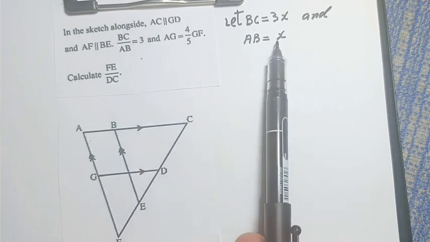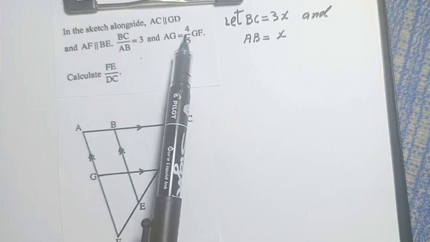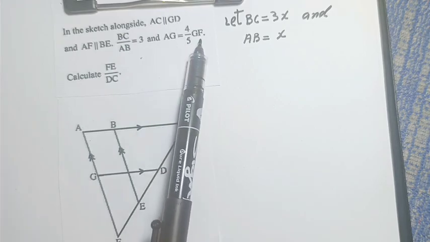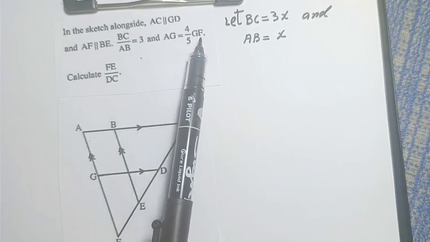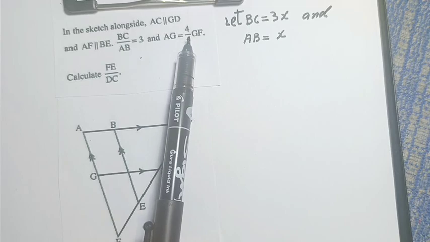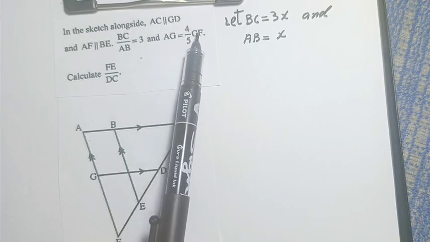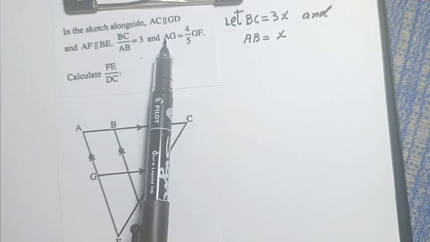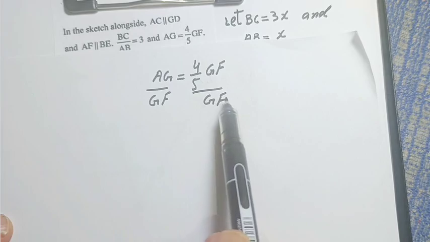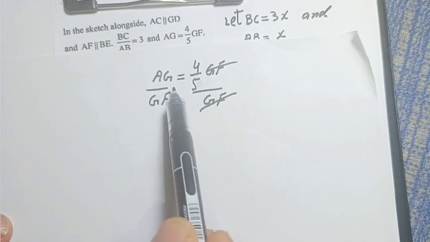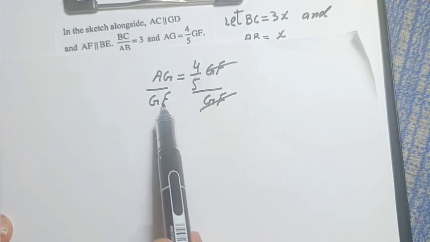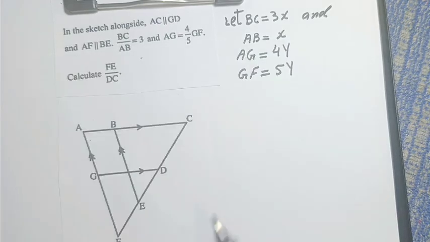The 1 we denote with x, and AG is going to be 4y and GF is going to be 5y, because if you divide both sides by GF, it cancels out, giving AG over GF. Whenever you see this type of ratio, it means AG is 4 and GF is 5, because GF I pull over to this side. So AG is 4y and GF is 5y.